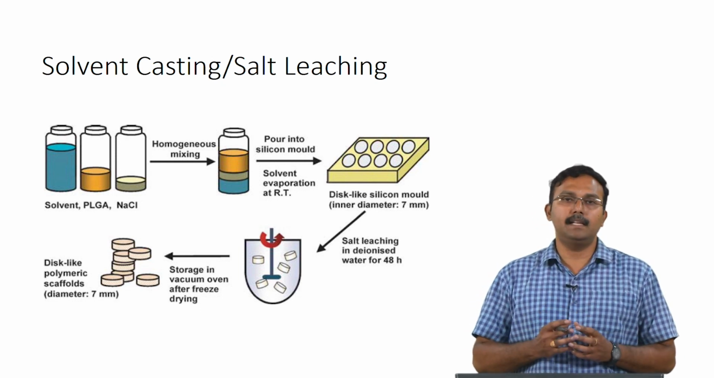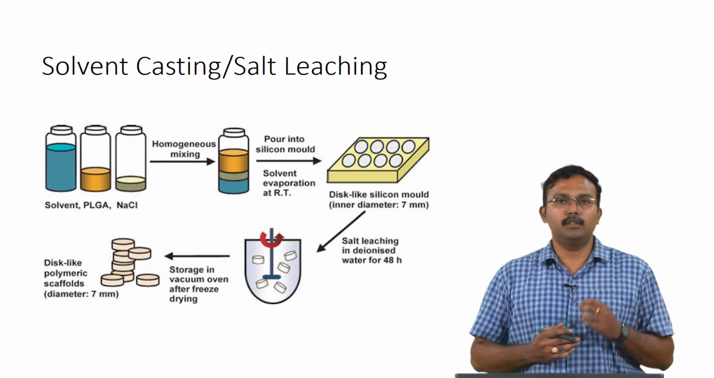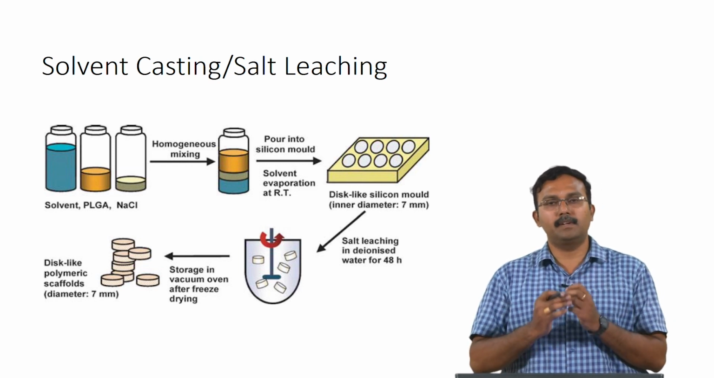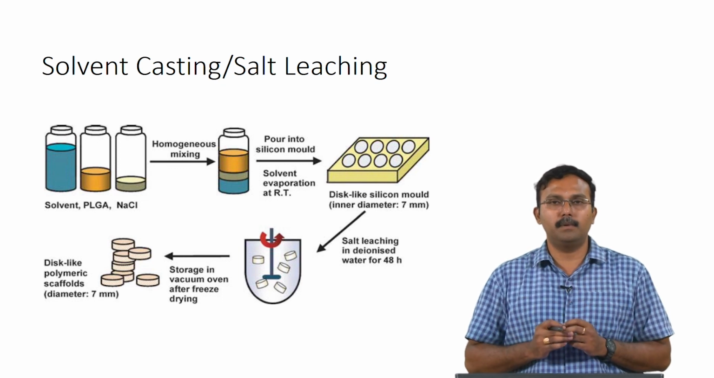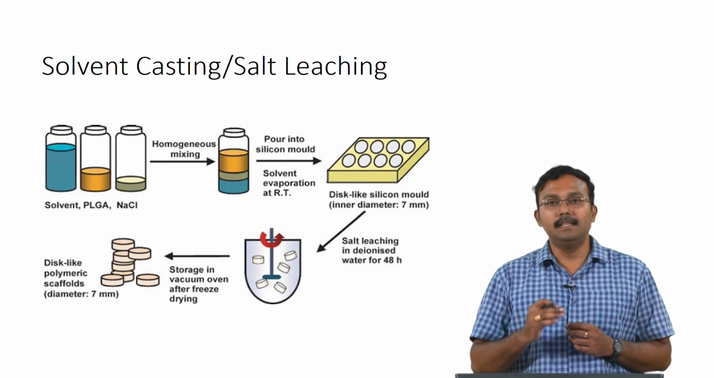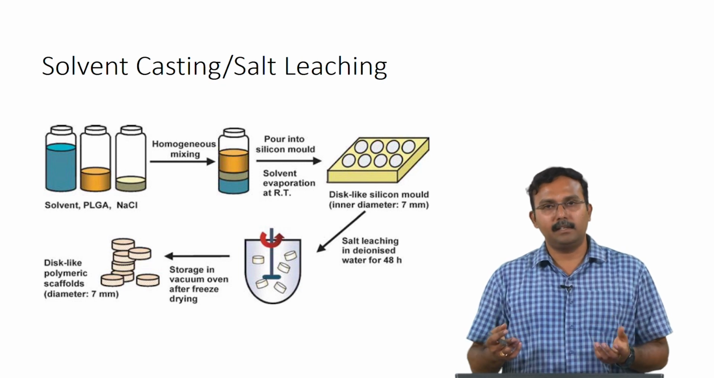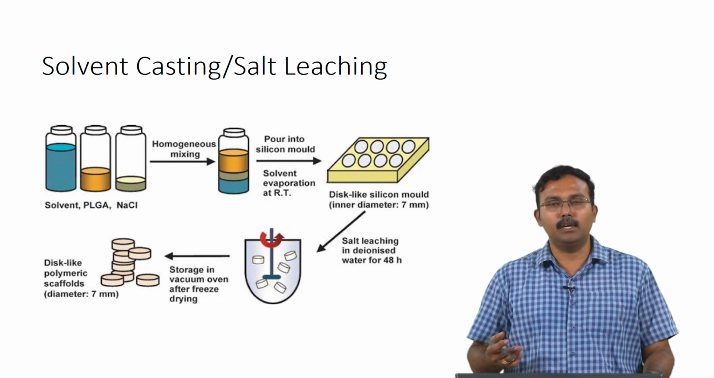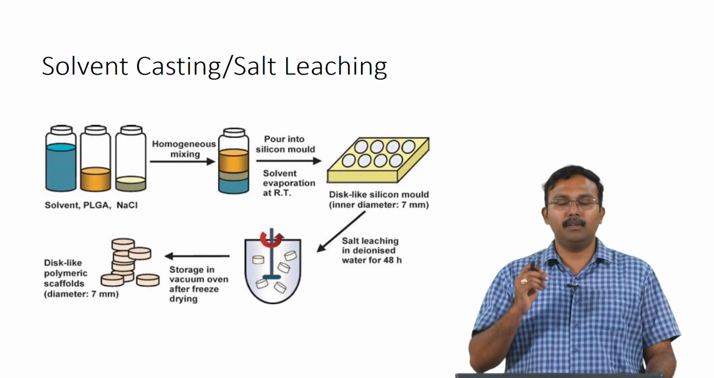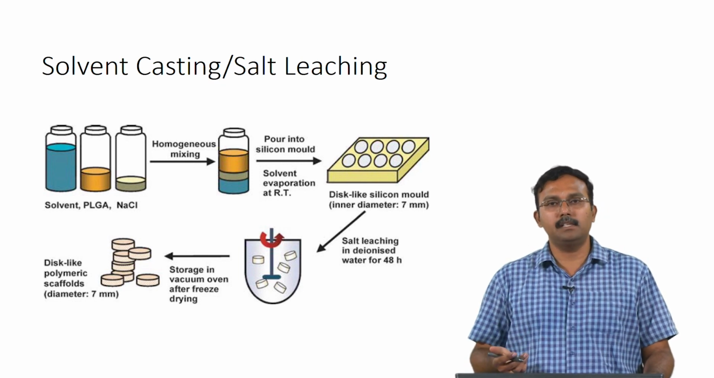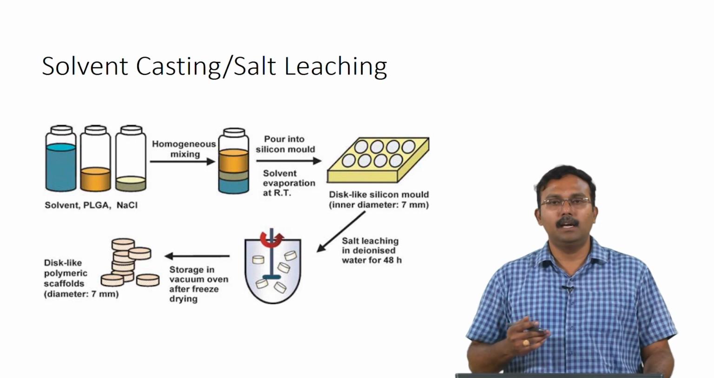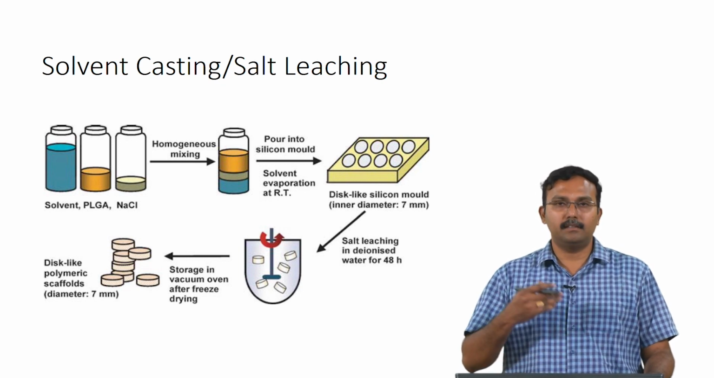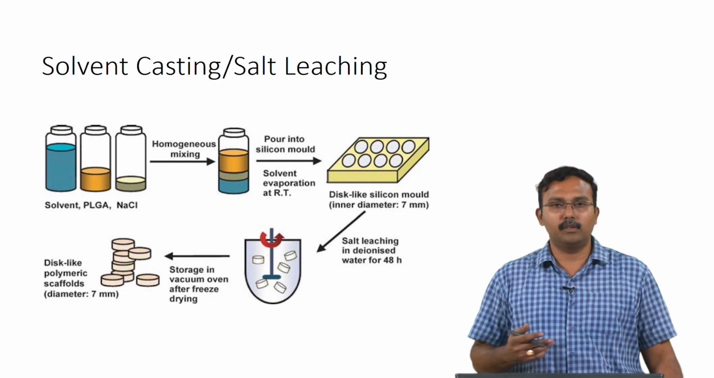So, how does this create a porous matrix? The salt which was present would have crystallized and formed salt crystals in the polymer blend. So, when this salt dissolves out or gets leached out, the volume occupied by these salt crystals will now become pores. So, these porous structures are used for cell attachment and culture.